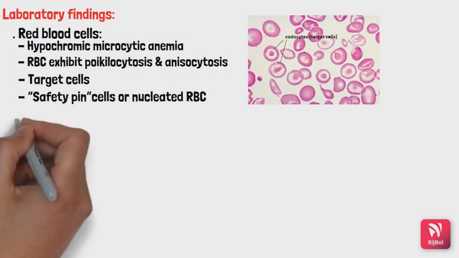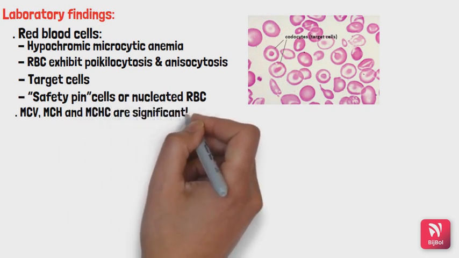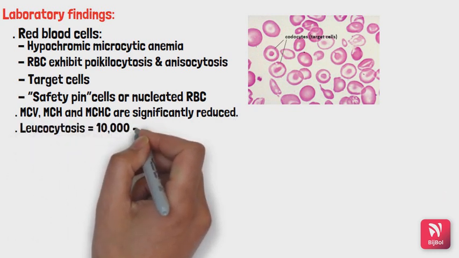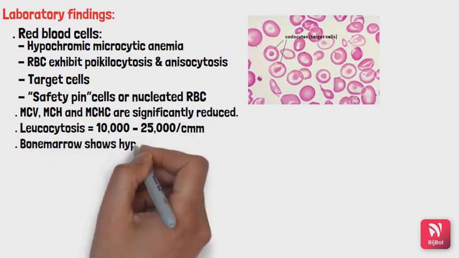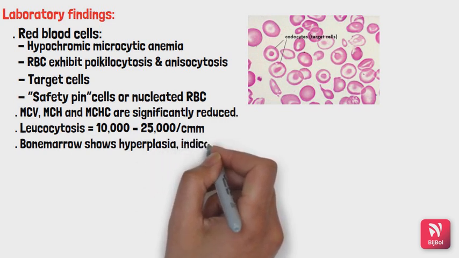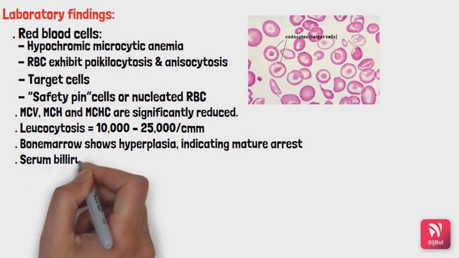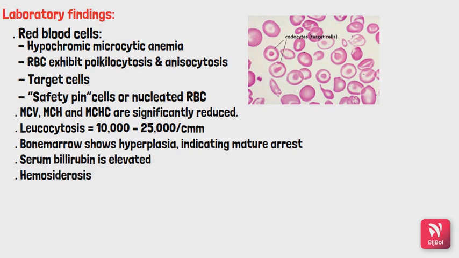And if you see absolute values, MCV, MCH and MCHC, like in iron deficiency anemia, all are reduced. And for the other features, like leukocytes, there will be leukocytosis. The normal value of leukocytes is 4,000 to 11,000, whereas here it increases to 10,000 to 25,000. Also bone marrow shows hypoplasia indicating maturation arrest, and there will be so much breakdown of these cells that there will be increased serum bilirubin. As there is breakdown, we can even see hemosiderosis also. So these are the various laboratory findings that are seen in thalassemia.